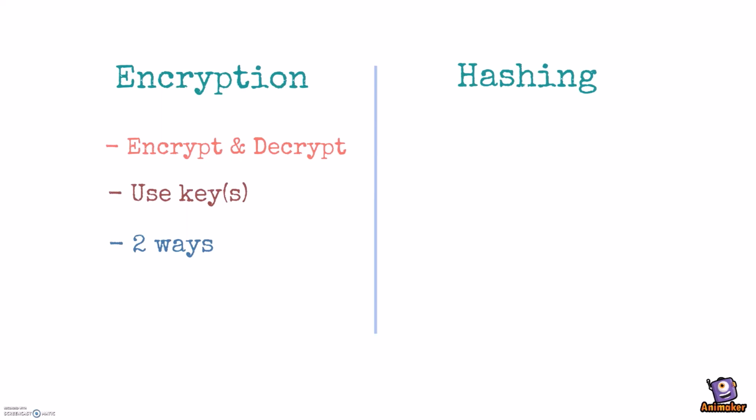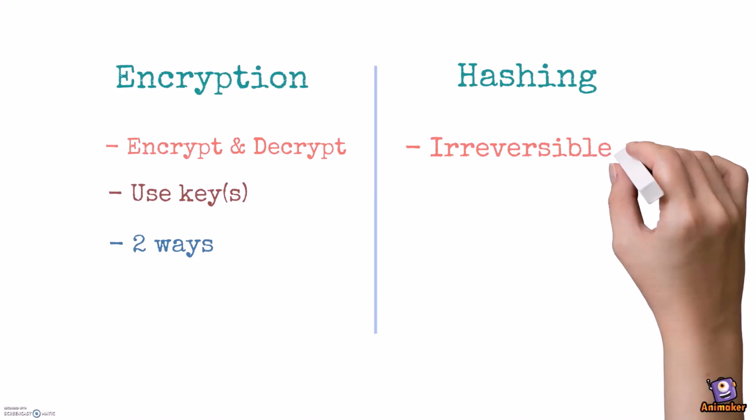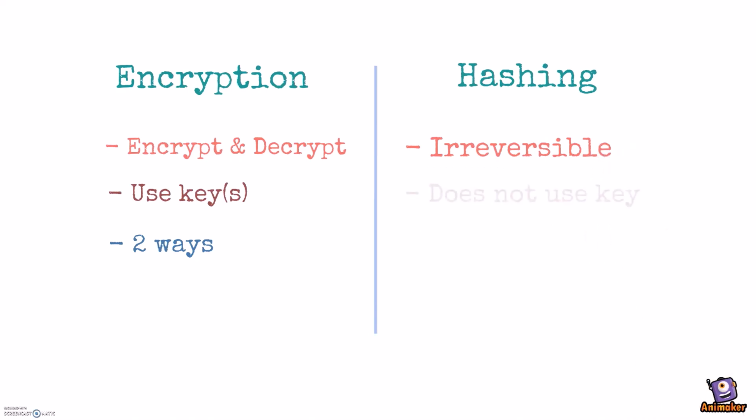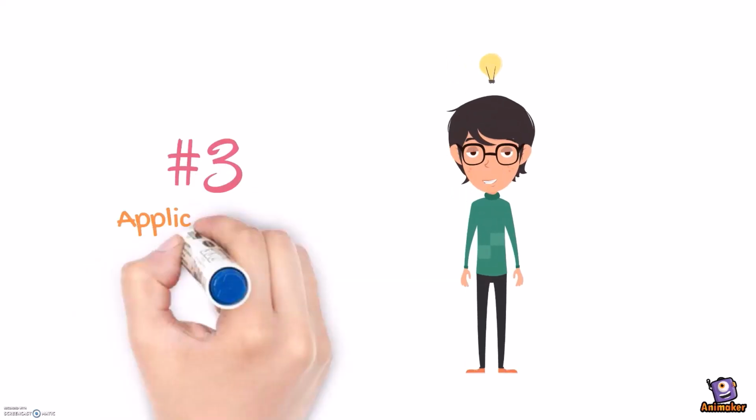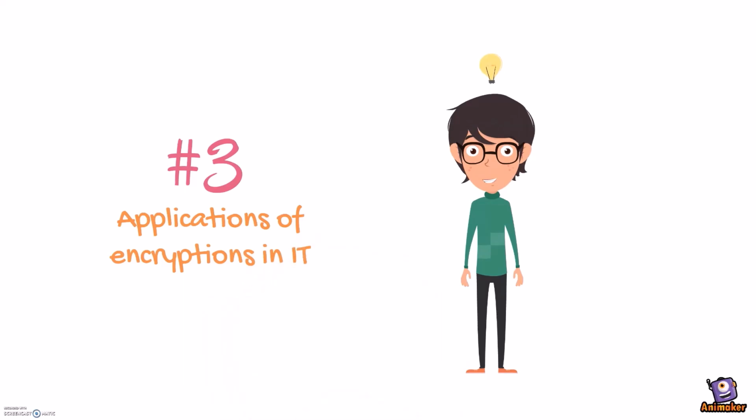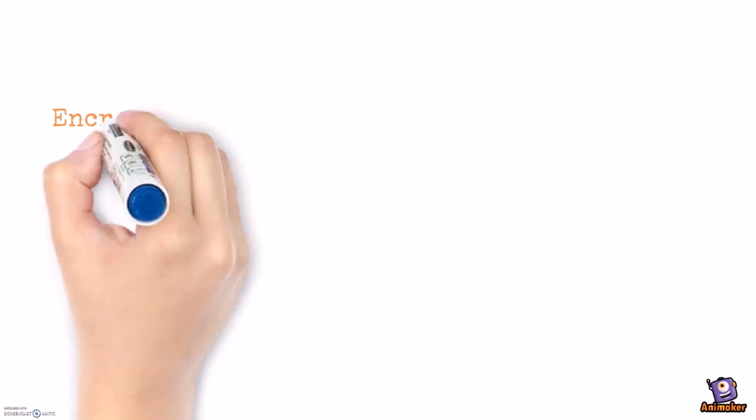Hashing is also a cryptographic method, but it can only convert information into a message that has no key to unlock it. The hash value generated by hashing a piece of information is irreversible. The original message cannot be deciphered using its hash value. Nowadays, it's hard to imagine the world of IT without encryption. In our next segment, we will examine the applications of encryption in IT.